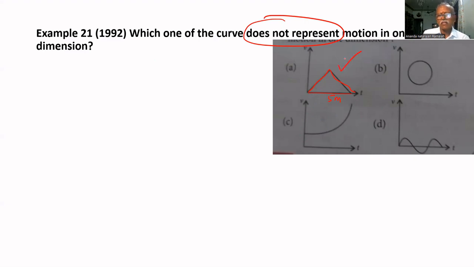This is wrong because it does represent one dimension. This is one dimension. Here the displacement increases. It is also one dimension, therefore this is also a wrong answer. Initially it goes away, then comes to 0, then goes in the negative direction, then again comes to 0, then goes to the positive direction, then comes to 0. This is also one dimension. That's why this is also wrong. Therefore, this is the correct answer.